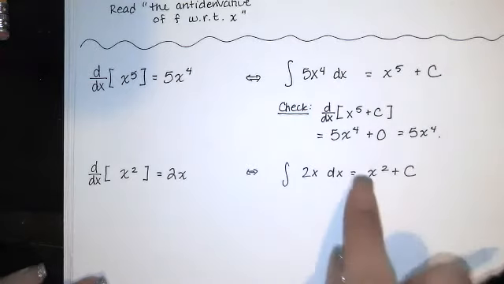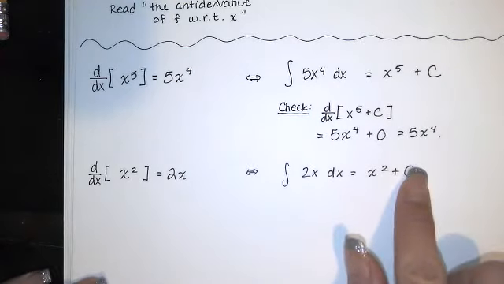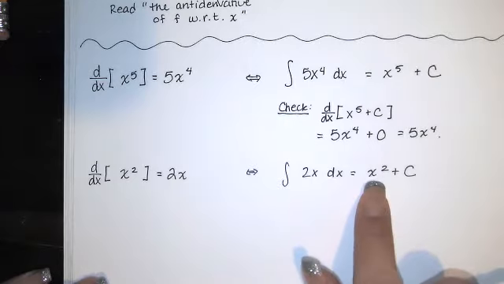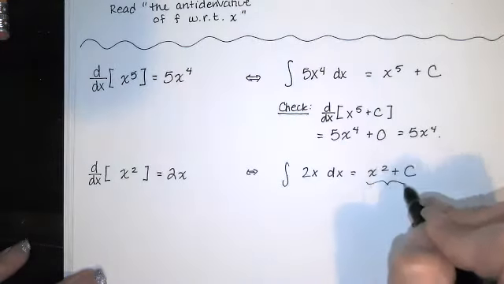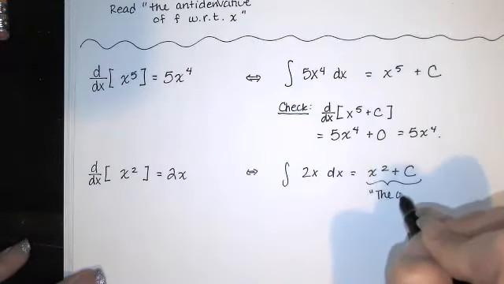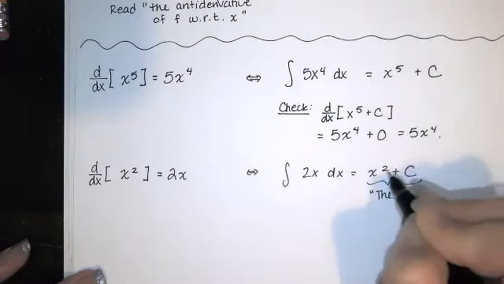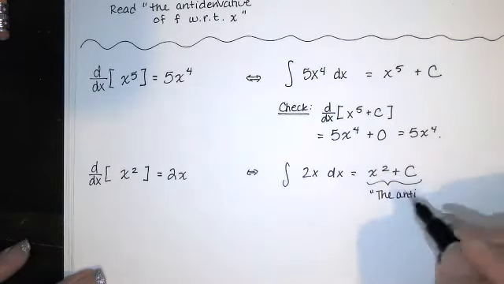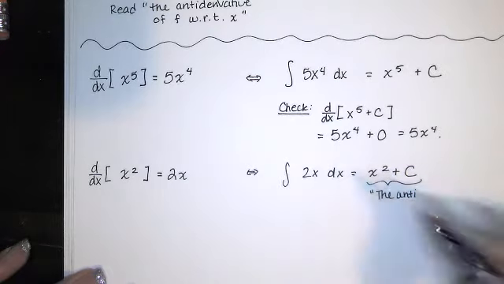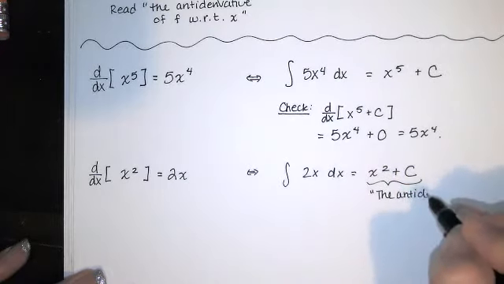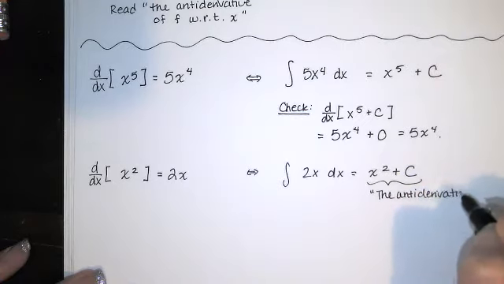Now again, if I take the derivative of this side, the derivative of x squared is 2x, and the derivative of this c is 0. I'm calling this the antiderivative, but again, it's a family. It's actually infinitely many functions. If I take the derivative of any one of those functions, I get 2x. Let's look at that family.